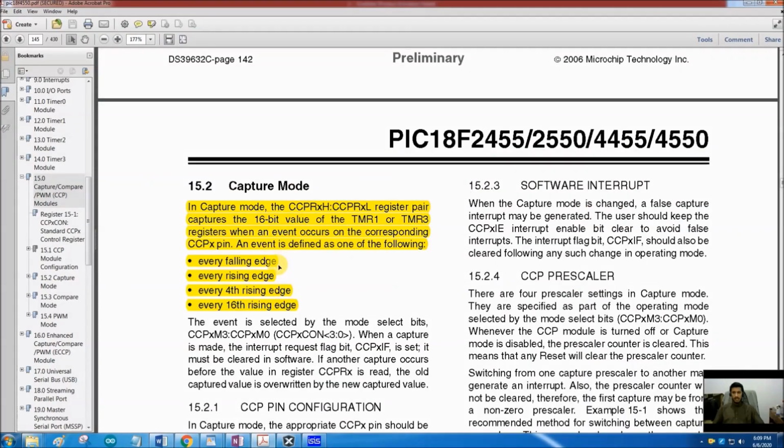Then what can be the event? The event can be a falling edge, as I said. The event can be a rising edge. The event can be every 4th rising edge or every 16th rising edge. So there is no option for prescaler with falling edge. Either every falling edge will be detected, or every rising edge, or every 4th rising edge, or every 16th rising edge, and that will be counted as an event, and upon the occurrence of that event, the value of the timer will be copied to the CCP register.